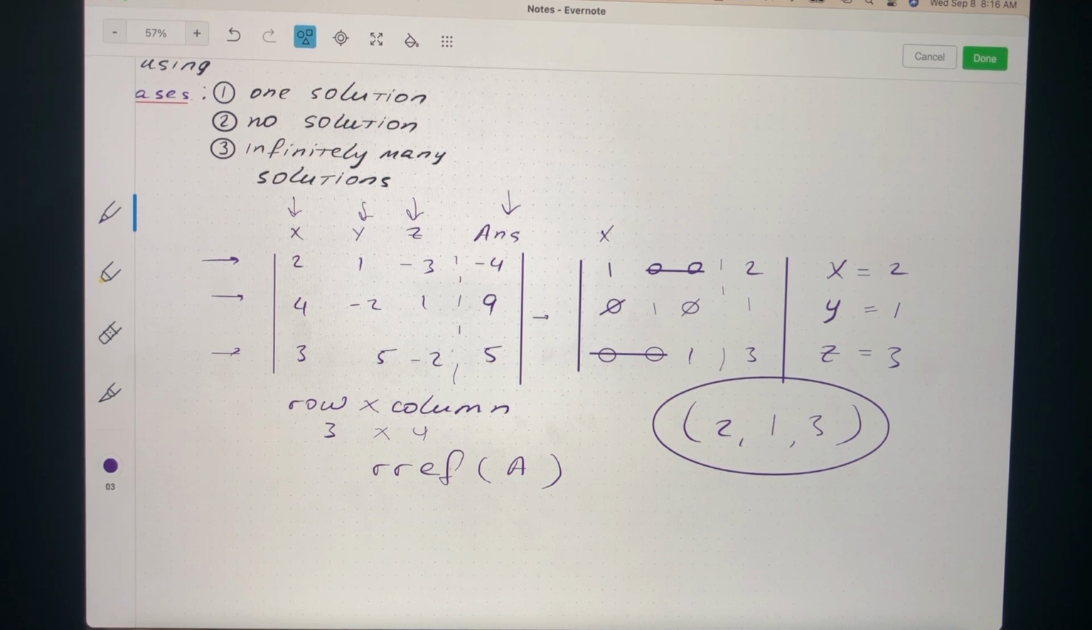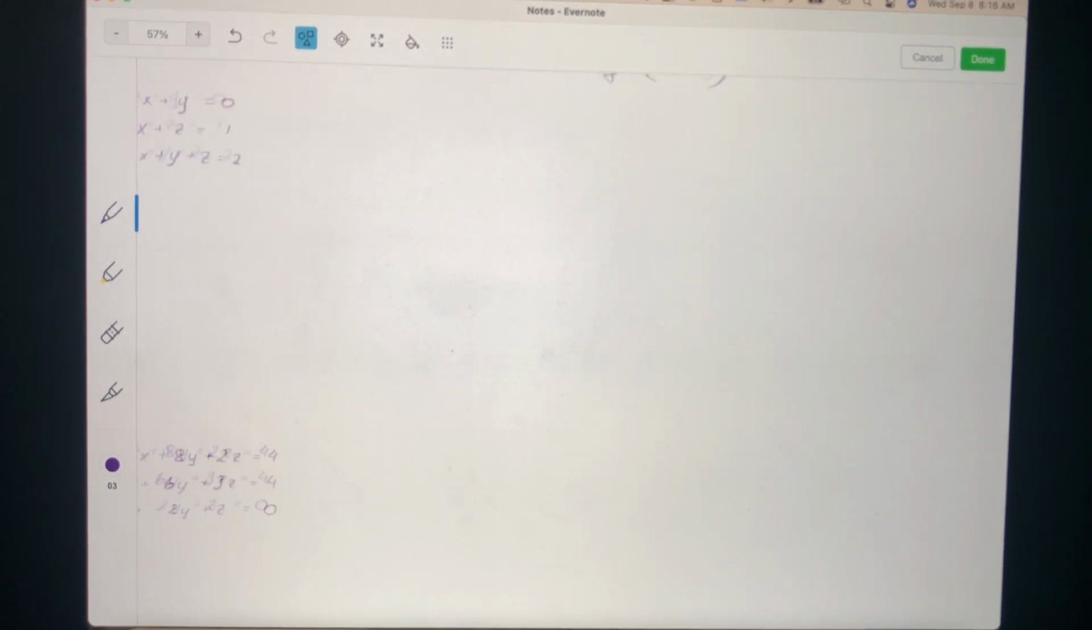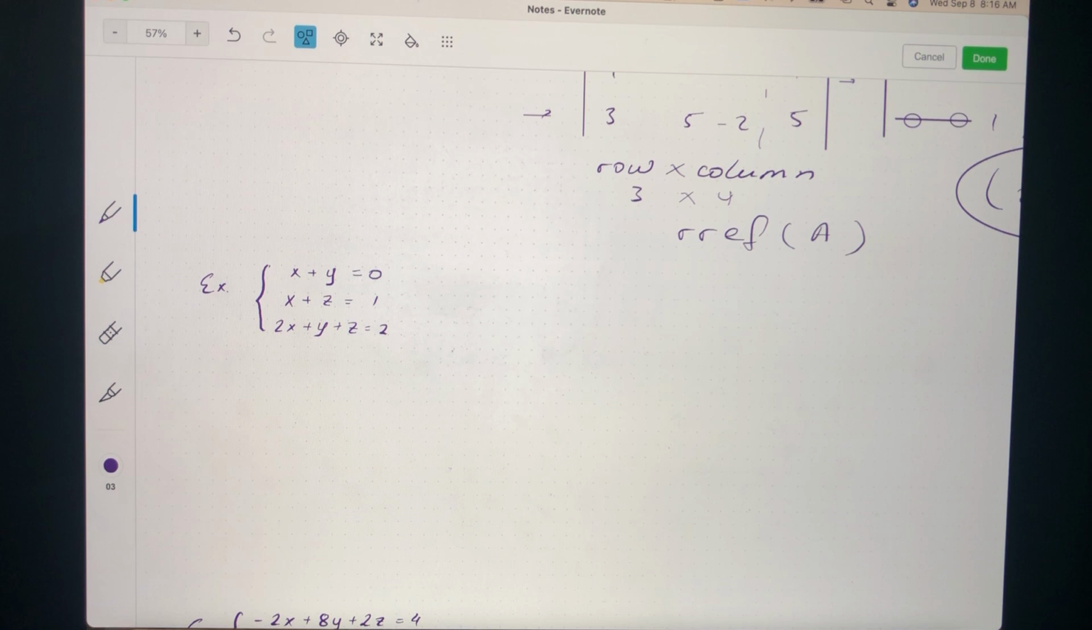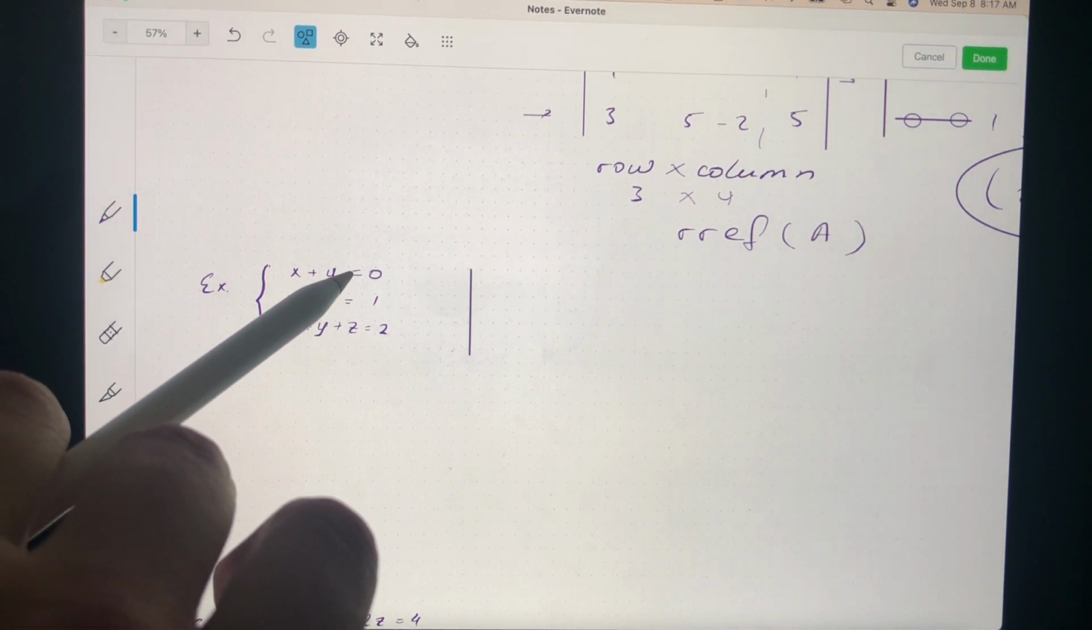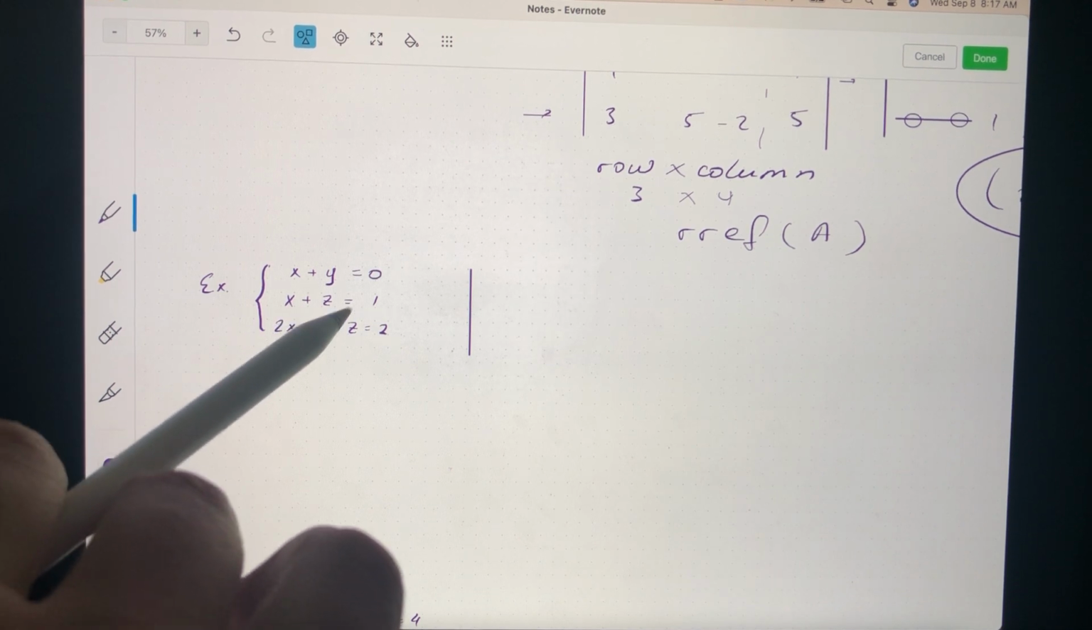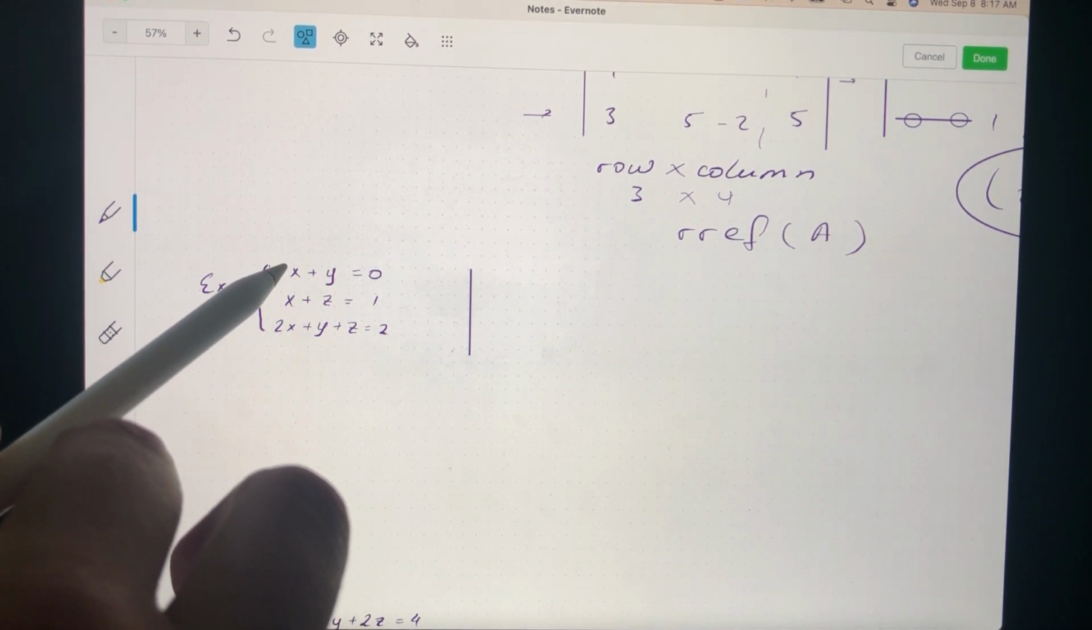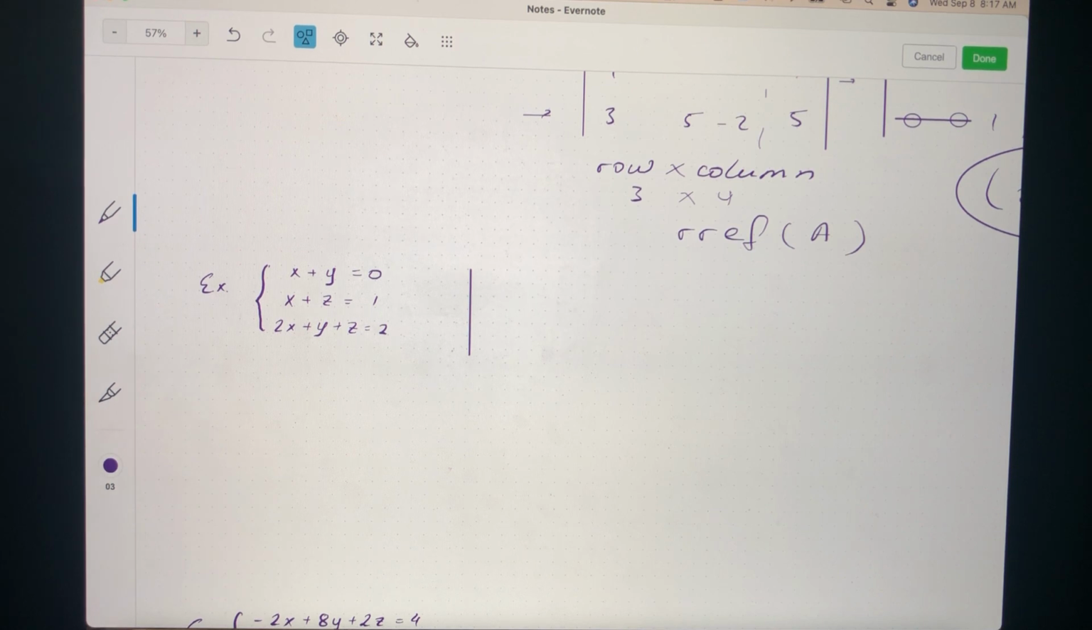Now the second possibility we might get is no solution. Let's see what that looks like. So here, the next example is our matrix with no solution. Let's create the right matrix by writing all the coefficients. If any letter is missing, this system has 3 letters, x, y, z, so we need to have the number for each one of them. So we have 1x, 1y, no z, answer column is 0. 1x, no y, 1z, answer 1. 2x, 1y, 1z, answer 2.